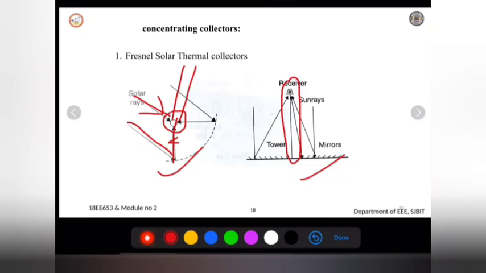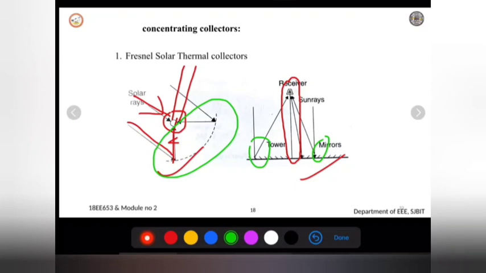There is one great advantage in this method. In this type of system, usually flat or elastically curved reflectors are used. Why? Because they are very cheap compared to the parabolic glass reflector. The parabolic reflector is high cost, whereas the mirror I am using here is much cheaper. In addition to this, there is one more advantage. It minimizes the structure requirement compared to the other one, because I am placing a tower. Surrounding the tower, I will place the mirrors so that the space will be reduced. That is one advantage here.